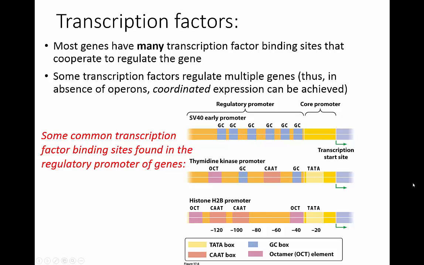So here is the regulatory promoter that's shown. Remember, the regulatory promoter is defined as being just within a few hundred bases of the core promoter. And then further away, there would be enhancer sequences to which other transcription factors would bind. Within the regulatory promoter, there are a number of binding sites for transcription factors that are commonly used among different proteins. For example, this GC box binds a certain transcription factor that is used in several different genes, whereas the OCT box or the CAT box are used by other genes.